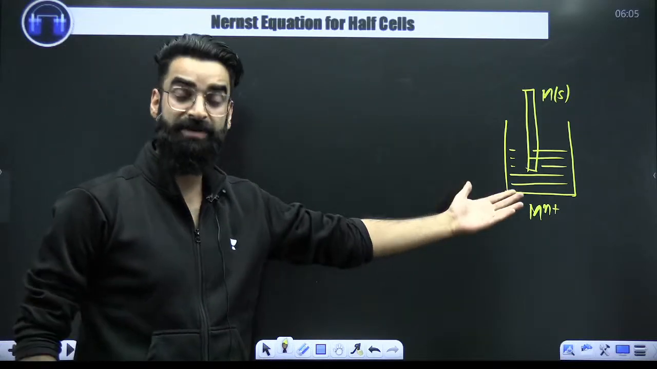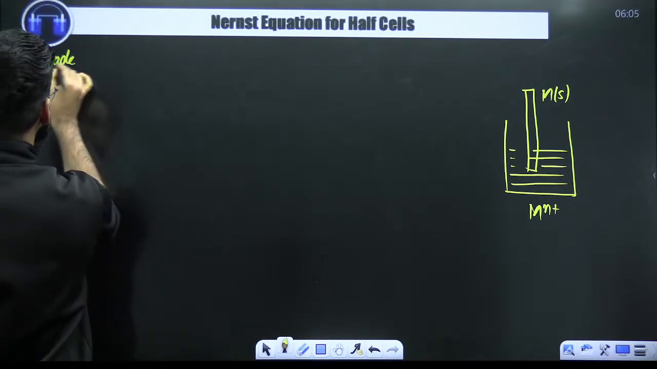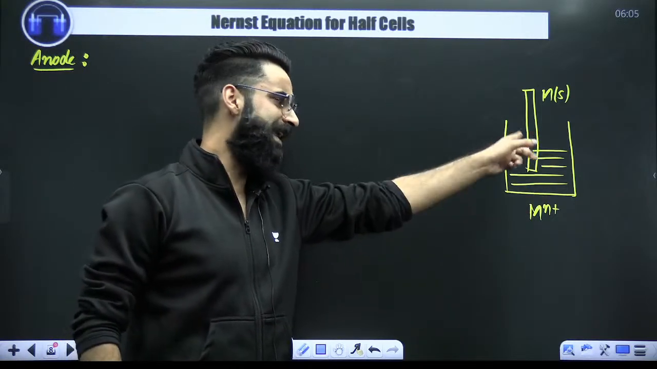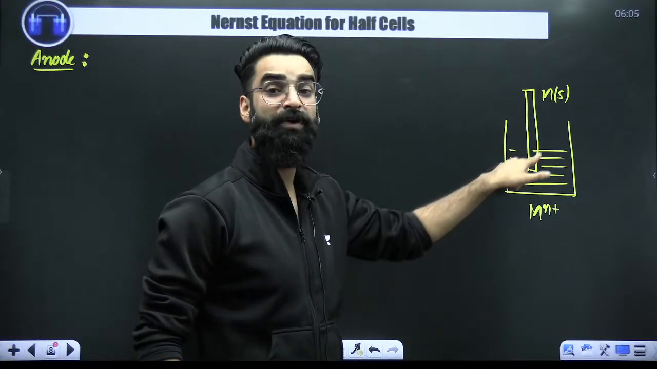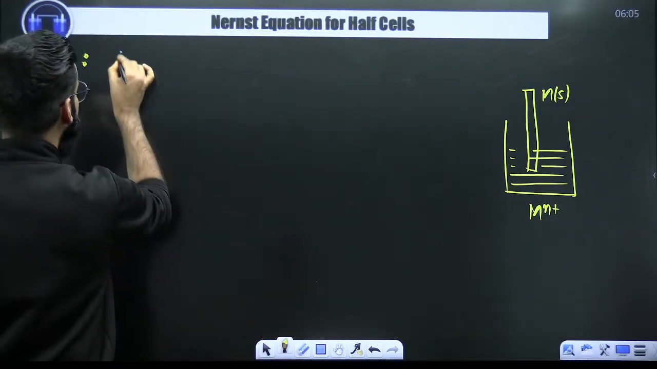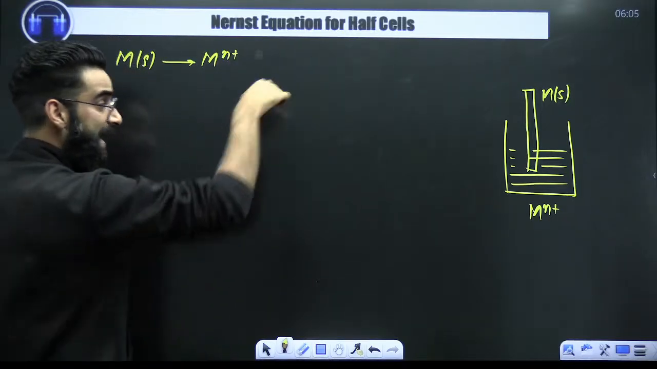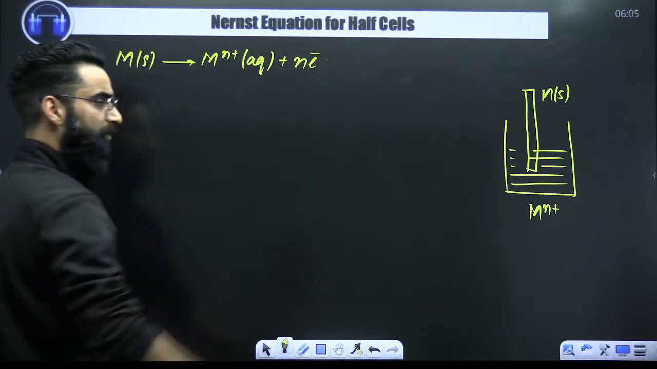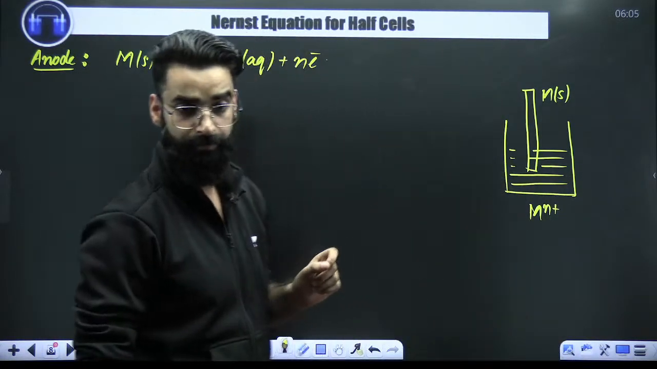In order to calculate oxidation potential, I'll make sure this electrode behaves like the anode. Why? Because at anode only oxidation takes place. When this electrode behaves like the anode, what will happen? Oxidation, right? So this rod is basically made up of metal atoms, and those metal atoms will undergo oxidation. They'll lose electrons and get converted into Mn positive ions, which will enter into the solution, and you'll be getting some n electrons here. Perfect. This is the reaction which will happen when this particular electrode behaves like the anode.